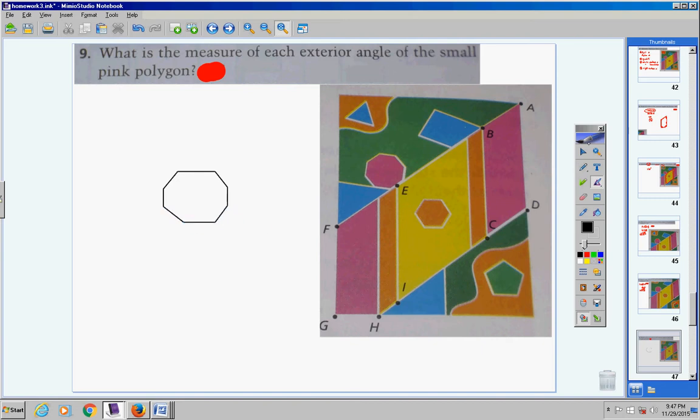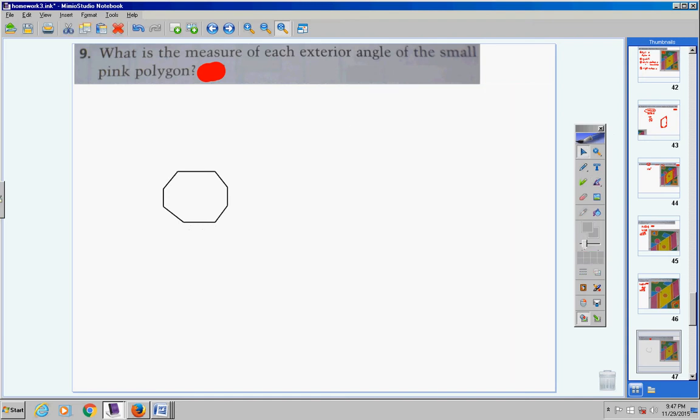Wow, that's amazing. I need to quit teaching math and do art class.